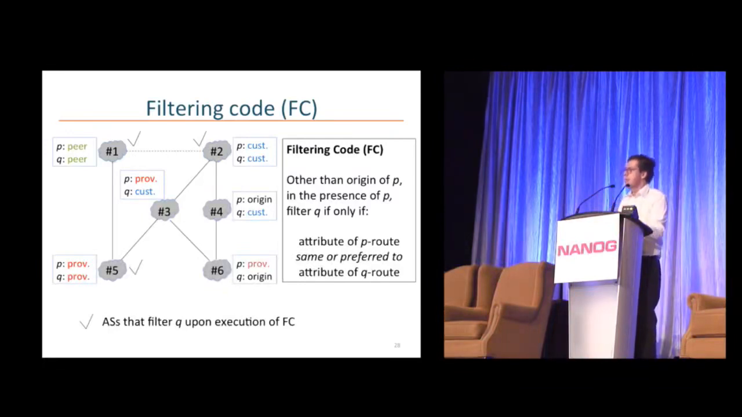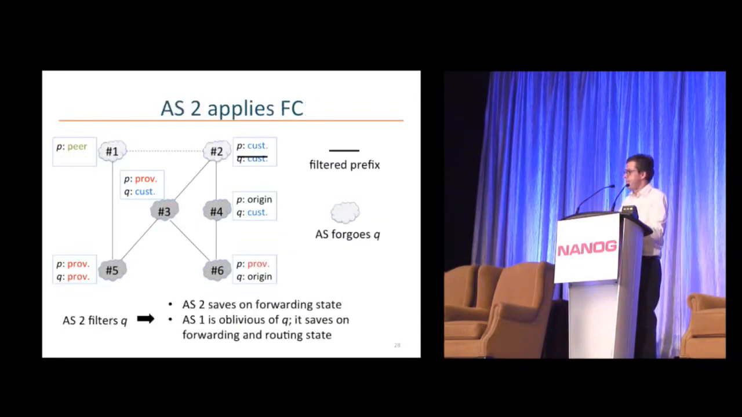Let's suppose AS2 applies the filtering code. It elects a customer Q route and a customer P route. It will filter Q. On filtering Q, it does not send the route to AS1. So AS1 will be oblivious of Q, but it still forwards data packets with destination in Q along the P route, the one that was elected for P.